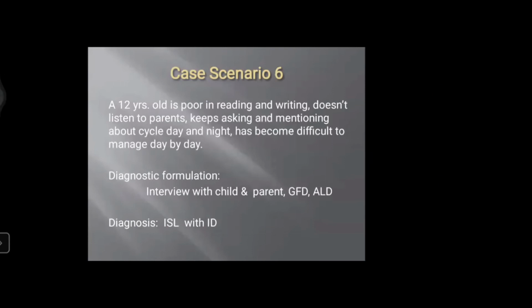So, case scenario 6: a 12-year-old is poor in reading and writing. He doesn't listen to his parents and keeps asking for a cycle day in and day out. It has become difficult to manage him day by day, because he would not listen to his mother and his father also. In fact, he was becoming rebellious. These symptoms, becoming rebellious and difficult to manage, are actually normal in almost all adolescents, during the adolescence period.